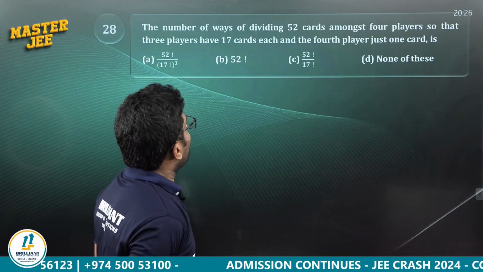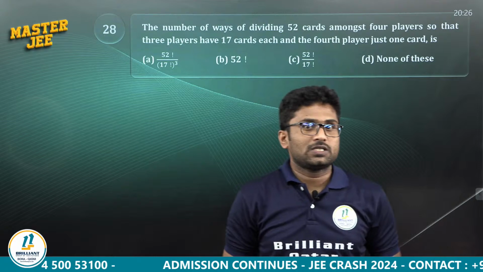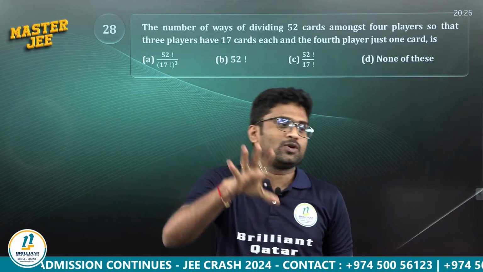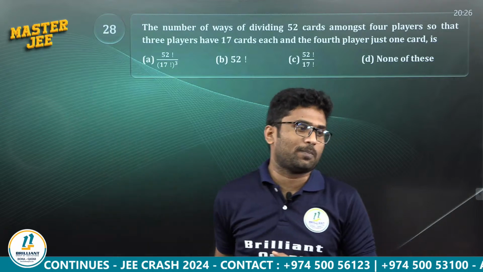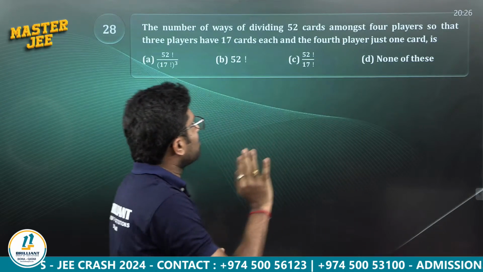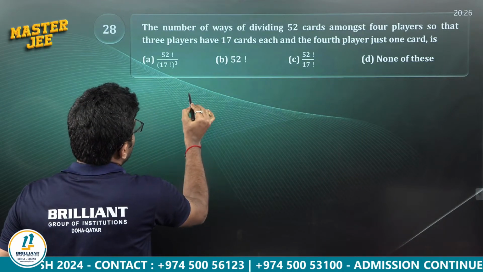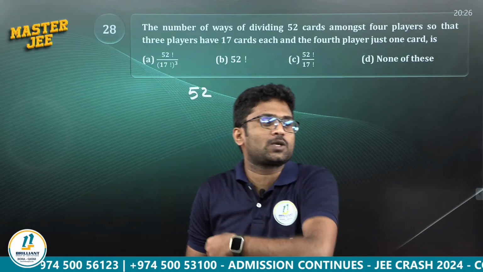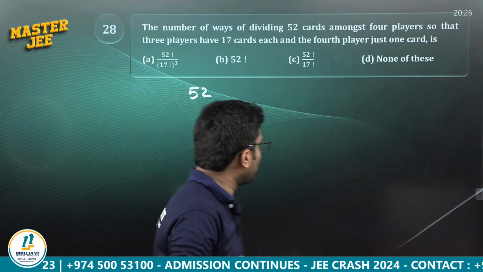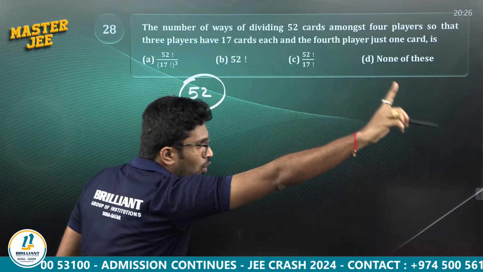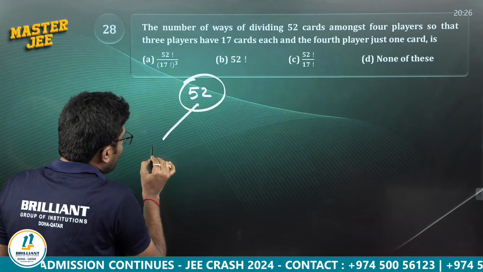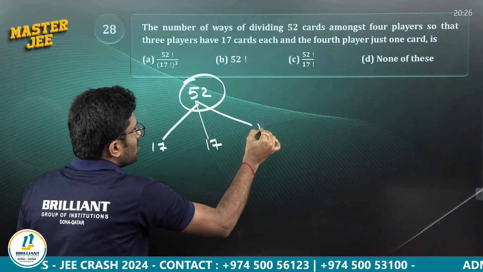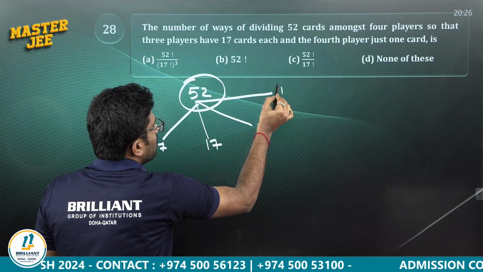The number of ways of dividing, another important principle. This is so simple, guys. Division and distribution. Division part and distribution part. Now, this is something like we have 52 cards. These 52 cards have to be distributed among 4 persons in such a way that one gets 17, another also gets 17, another also gets 17, but the fourth one gets 1.